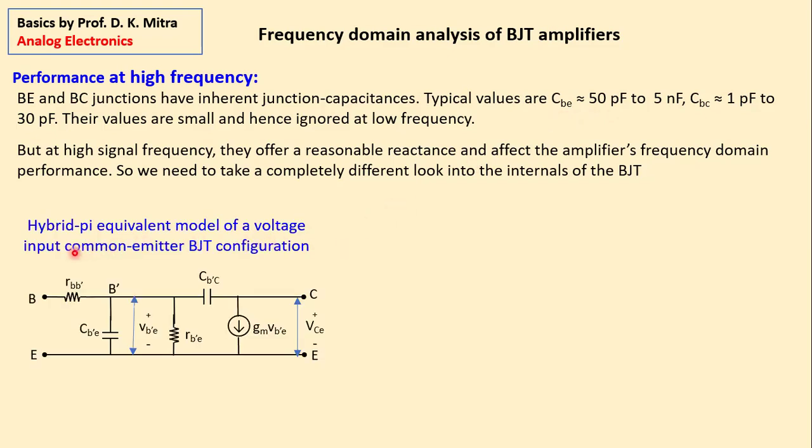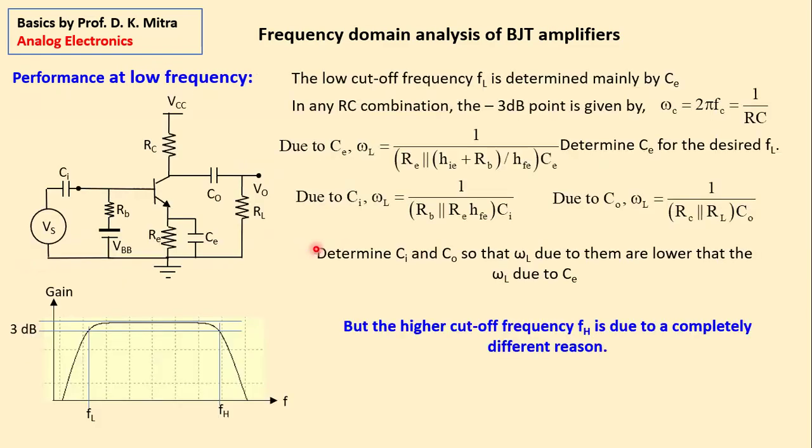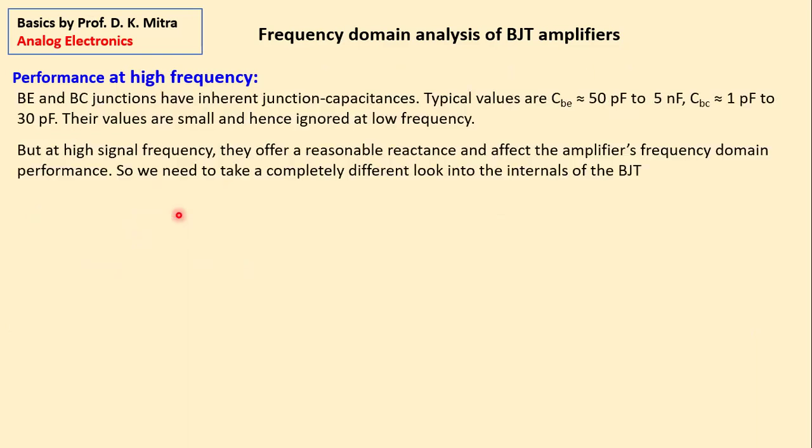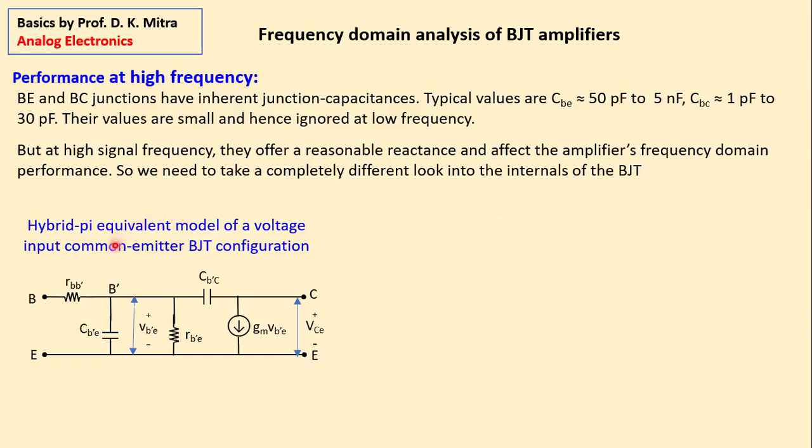First, this is the hybrid pi equivalent model of a voltage input common emitter BJT configuration. In our last slide, we showed this voltage input common emitter BJT amplifier. Here, the hybrid pi model. How?